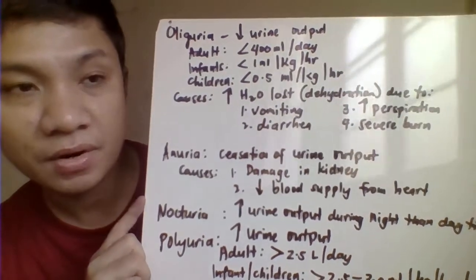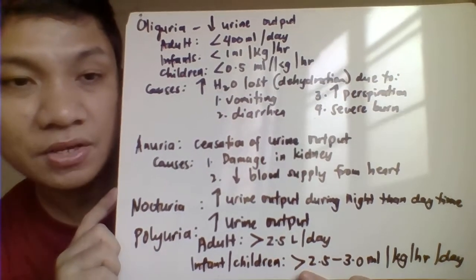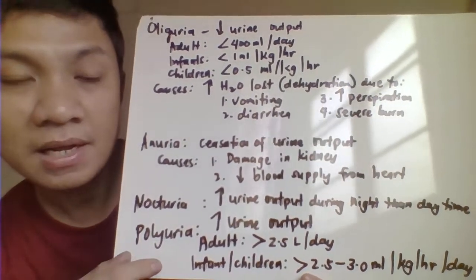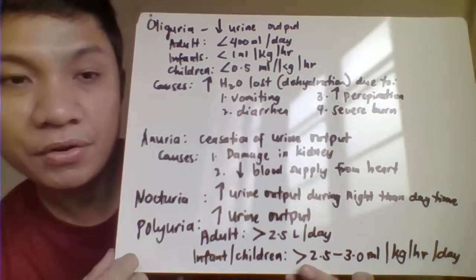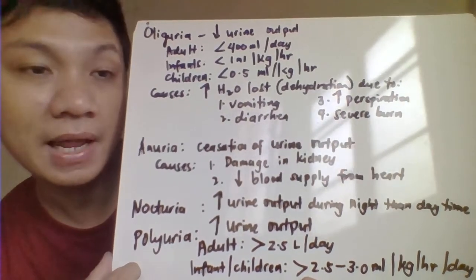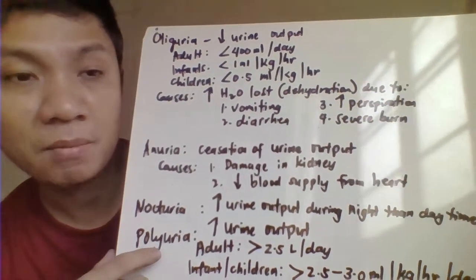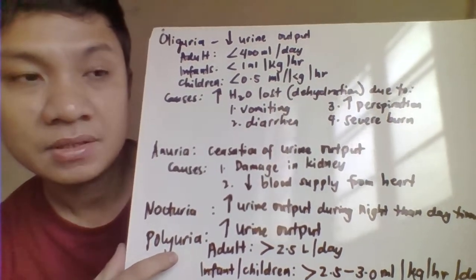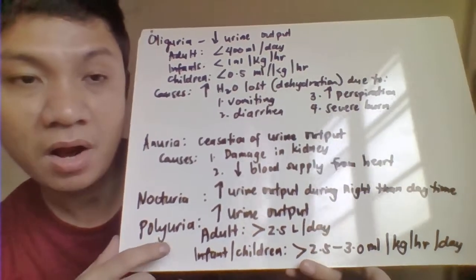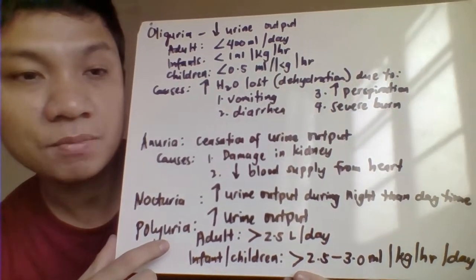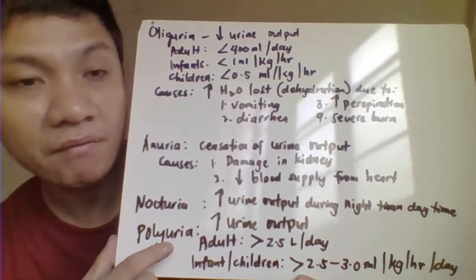Okay, based on that volume, we can classify the urine output as follows. Number one, we have oliguria. Oliguria is defined as decreased urine output. So what would be the classification if you have oliguria? If you're an adult, your urine excretion is less than 400 ml per day. For infants, less than 1 ml per kilogram per hour. And for children, less than 0.5 ml per kilogram per hour. So we have here the reasons why you have a decreased urine output.